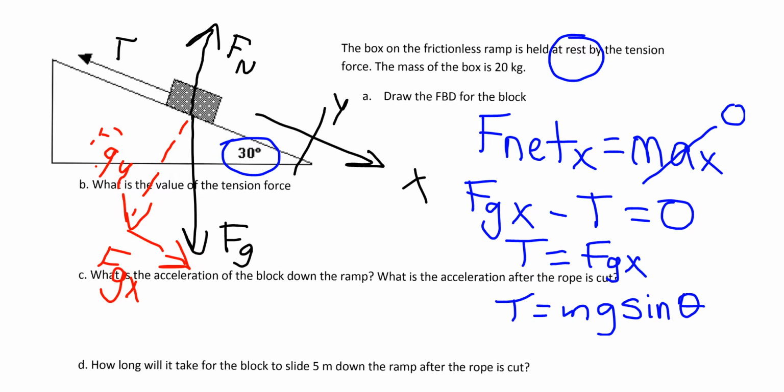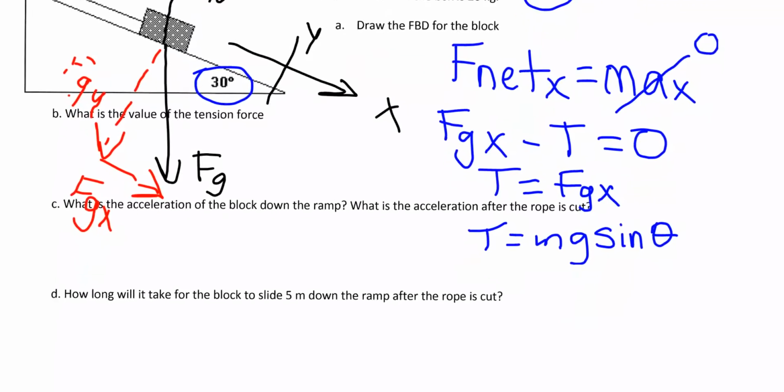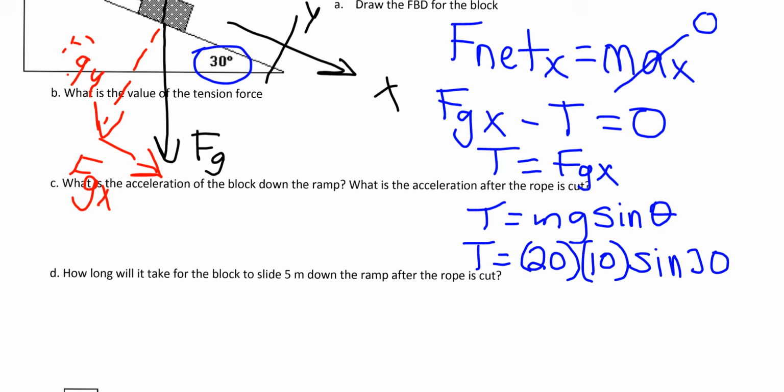Now, I can plug in my values. What does it give me for that? 20 for my mass. So then tension equals 20 kilograms times 10 meters per second squared times the sine of 30 degrees. With all of this, I'm going to end up with a tension of half of 200, so that is 100 newtons. Okay.